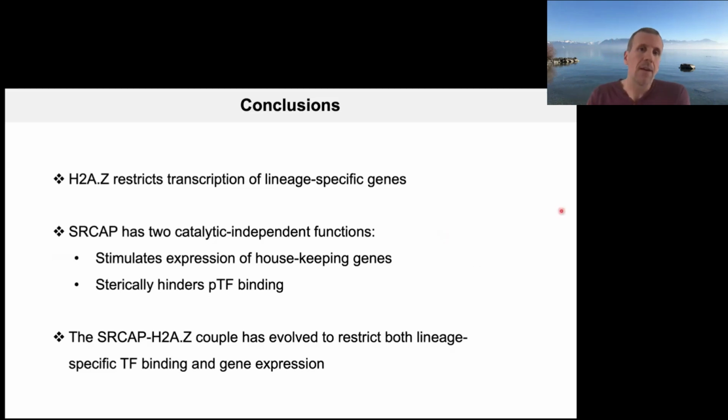And what we find really interesting with this couple is that, in fact, the transcription factors whose binding is inhibited by SRCAP are a lot of lineage-specific TFs. And many of these are expressed at low levels in ES cells. And many of these are the same ones where H2A.Z plays a role in restricting their expression. So it seems that these couples have evolved to restrict both the binding of these transcription factors and also the expression of these lineage-specific regulators.